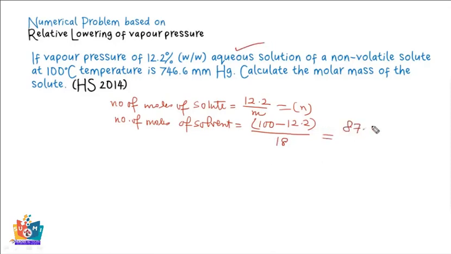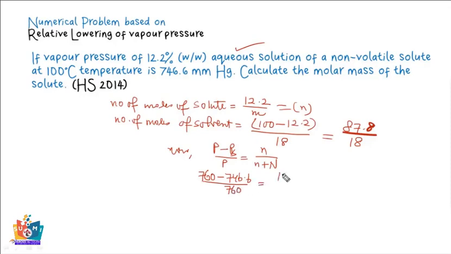This is 87.8 divided by 18. Now we have P minus PS divided by P equal to small n divided by small n plus capital N. This is the formula of relative lowering of vapor pressure. We have 760, you know, the vapor pressure of pure solvent is 760 millimeter of mercury. So 760 minus 746.6 divided by 760 equal to 12.2 divided by M into 18 divided by 87.8.